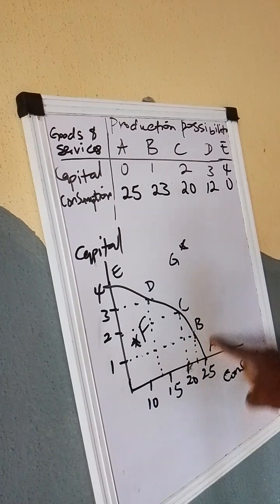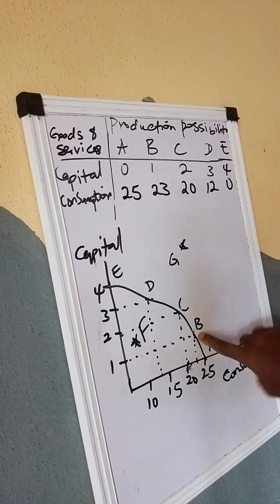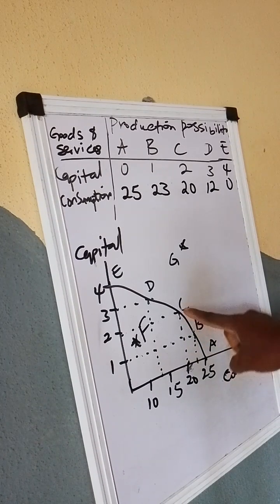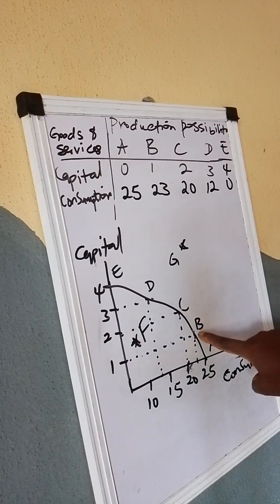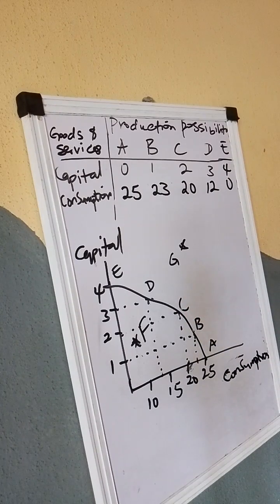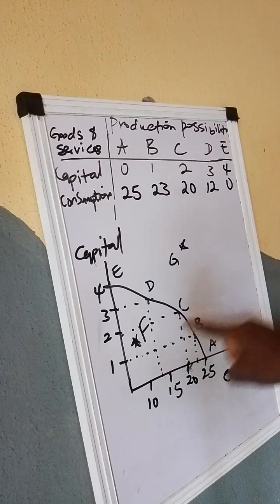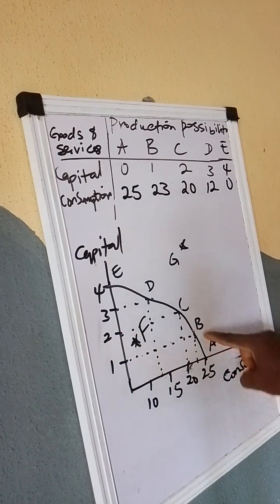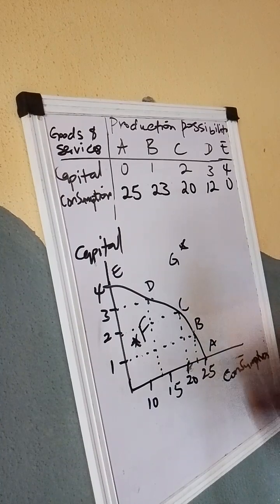How many? From 23 to 20. The country, in order to produce an extra unit of capital goods, from 1 to 2, has to give up about 3 units of consumption goods. That's what we call opportunity cost.